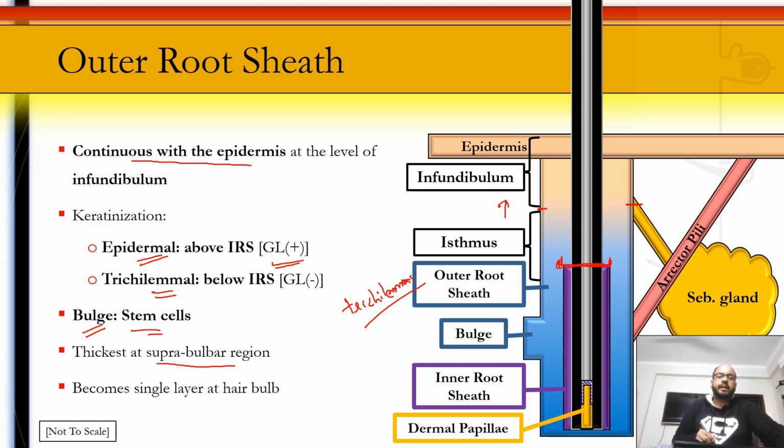And at the hair bulb, that means just below, the outer root sheath goes below the hair canal and engulfs the dermal papilla. So you can see a little bit here that it is going around and cupping the dermal papilla, and at this stage it is a single layer at the hair bulb. Clear? Let's move forward.